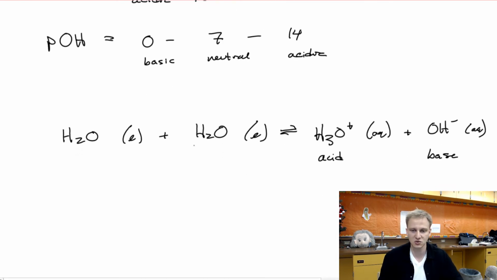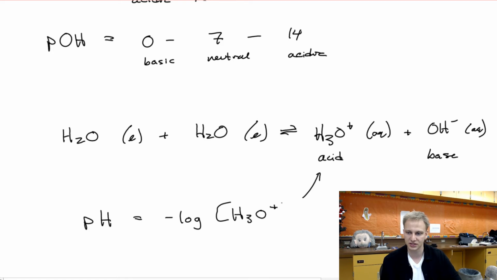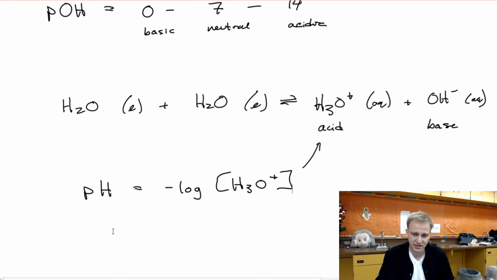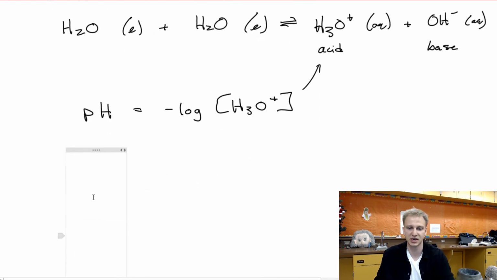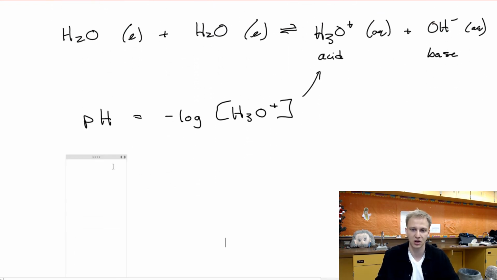And so what we can do then is figure out a formula to determine how acidic something is based on this amount of H3O. The formula that we're going to use is we can calculate the pH by taking the negative log of H3O+, the concentration of H3O+. And as this concentration of H3O+ rises, we will see that this pH number will get lower because of how logarithms work.